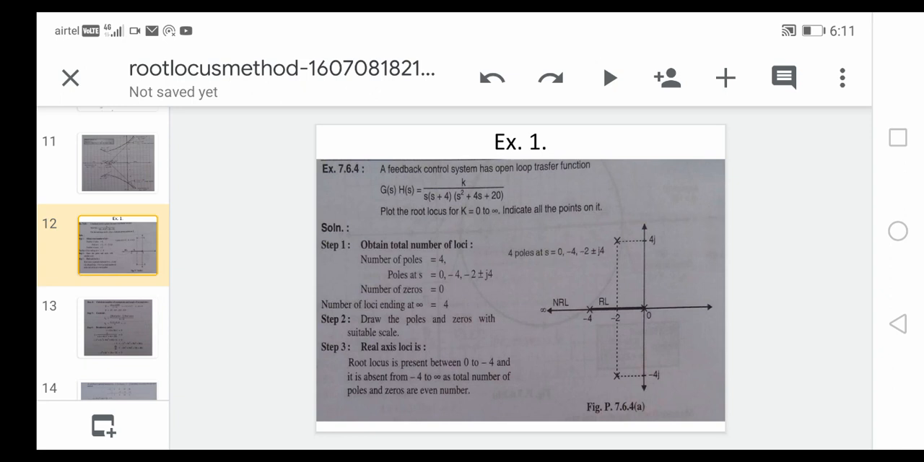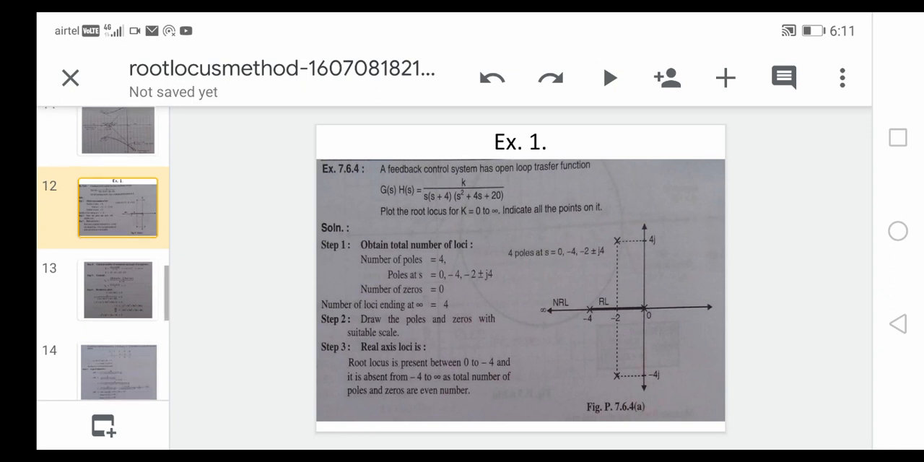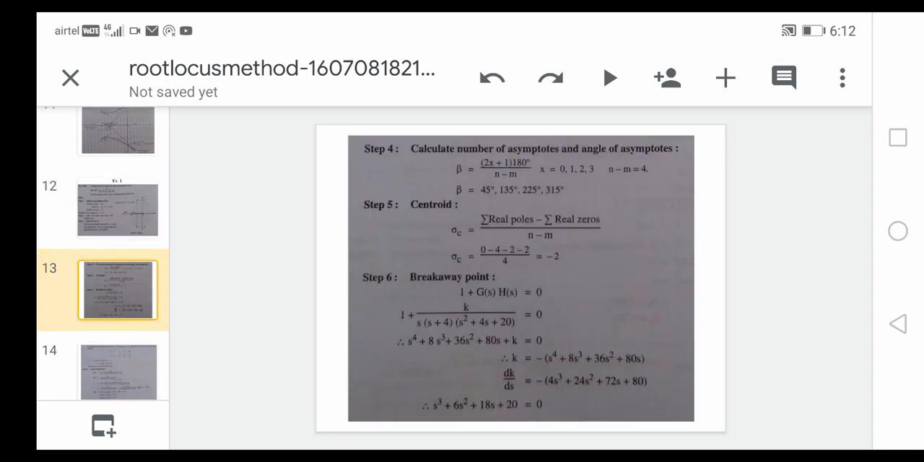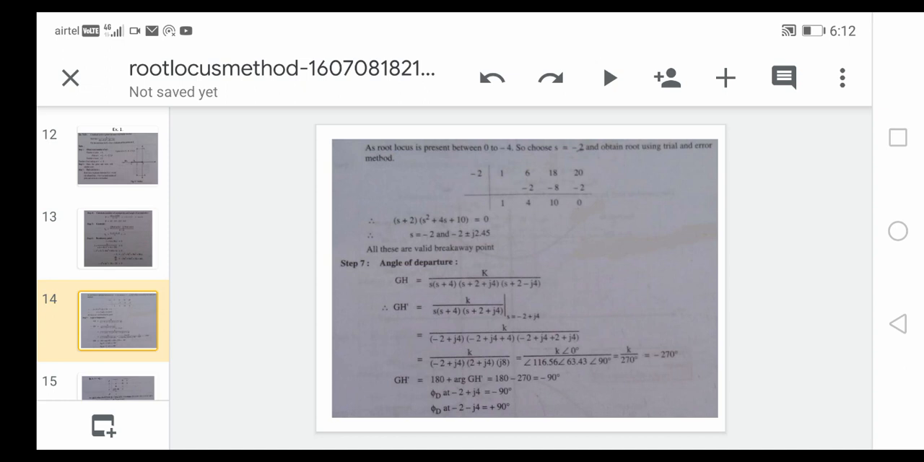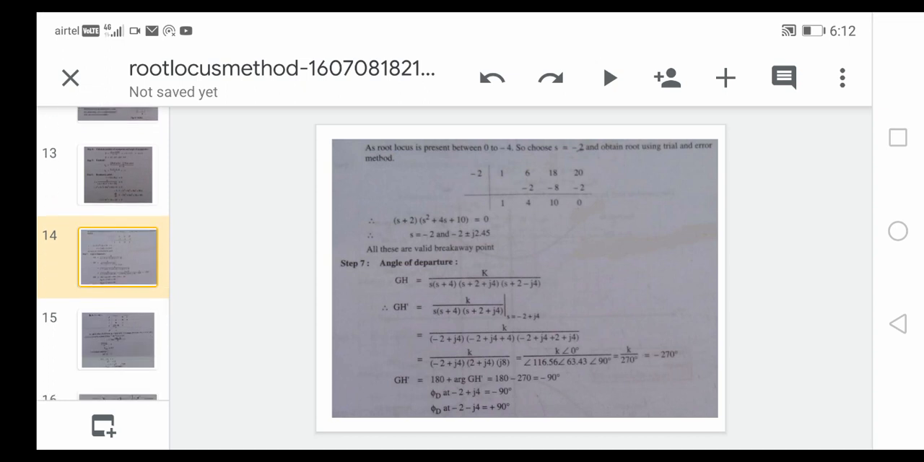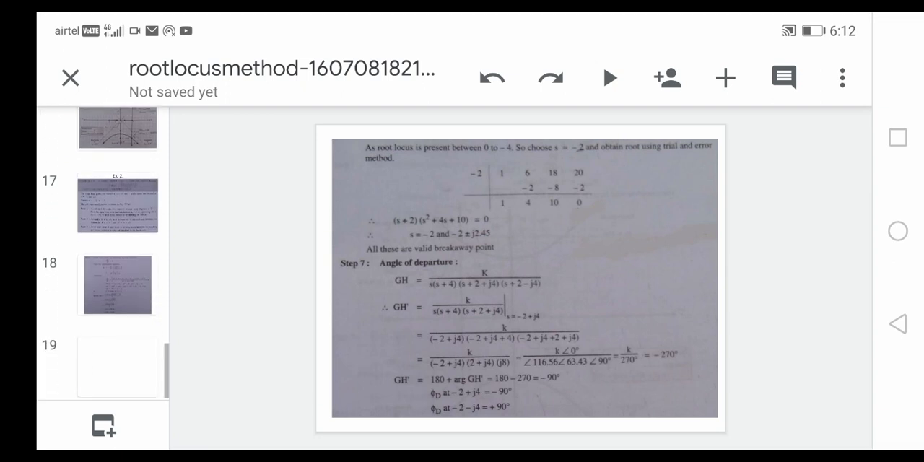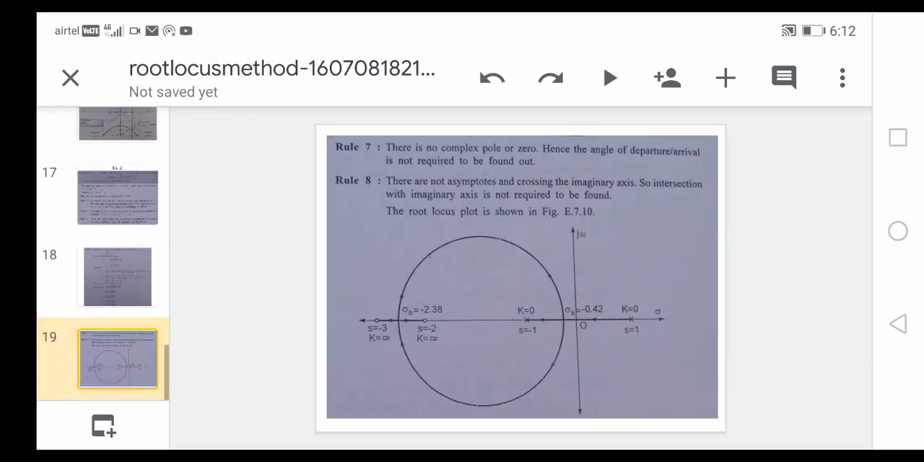Obtain the number of poles and zeros, and the root locus on the real axis. Then the centroid, and the breakaway point. How are we going to find the breakaway point? From 1 plus G(s) into H(s) equal to 0, you find the k value, and then you find dk by ds, and you get the s value. If you substitute the s value in k and k is positive, we call it a valid breakaway point, otherwise it is not a valid breakaway point.